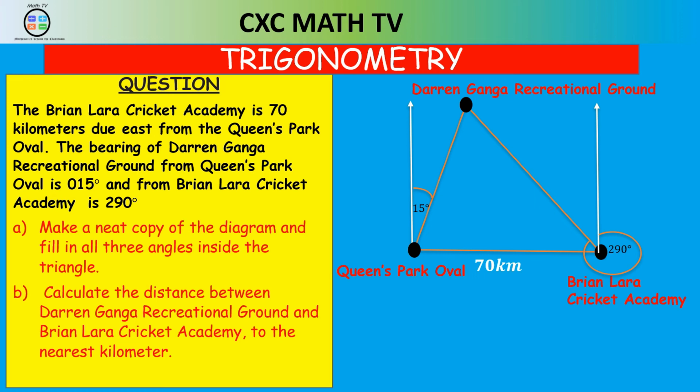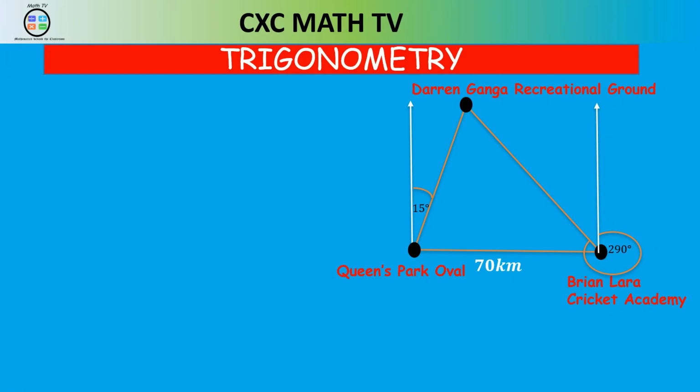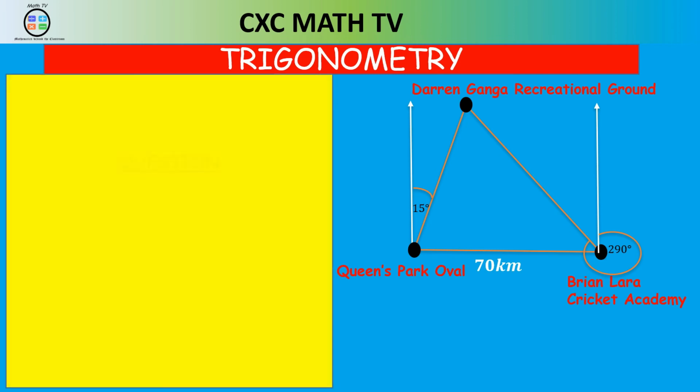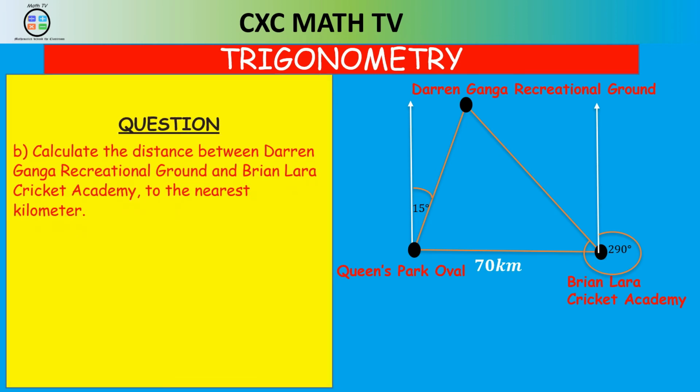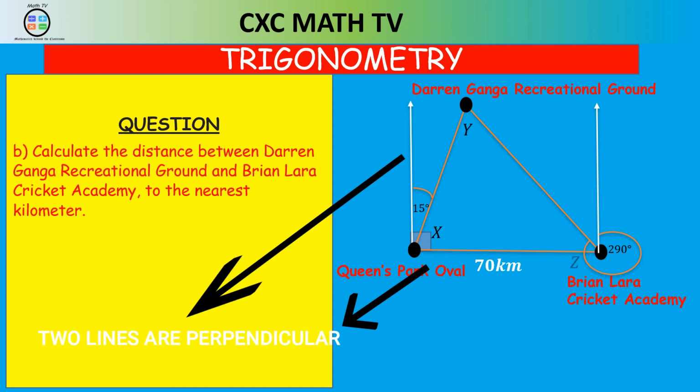Alright? So now we need to find the angles inside of the triangle. To find the angles inside of the triangle, let's call the angle at Queen's Park X. Let's call the angle at Darren Ganga Y. And let's call the angle at the Brian Lara Cricket Academy Z.